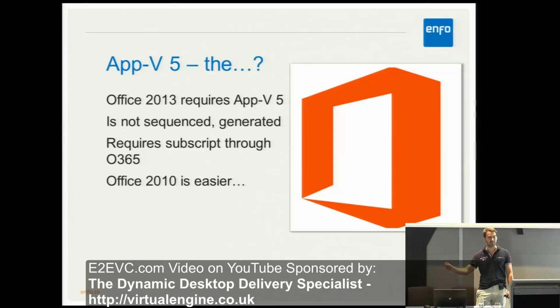You don't have to sequence it. You just generate the package and you get it. There's no, I have to follow this 50-step process to get the package. It downloads the bits for you, generates the package on the fly. That's great, right? But you do need Office subscription, though. So no, if you're a volume licensed customer today, you cannot get this.